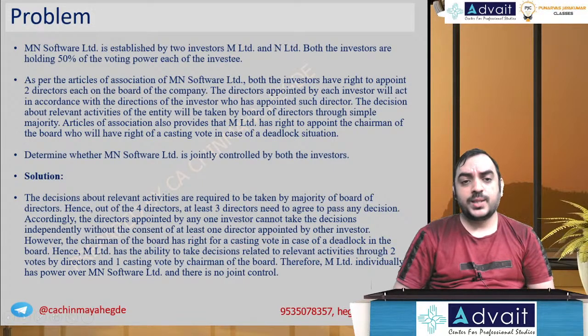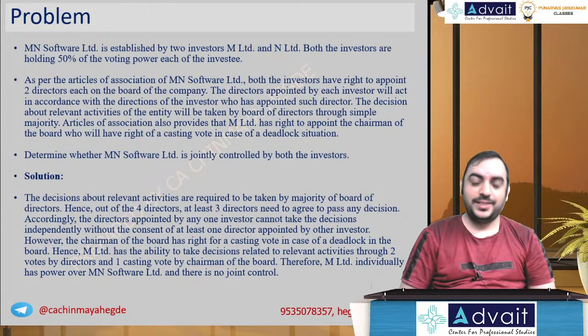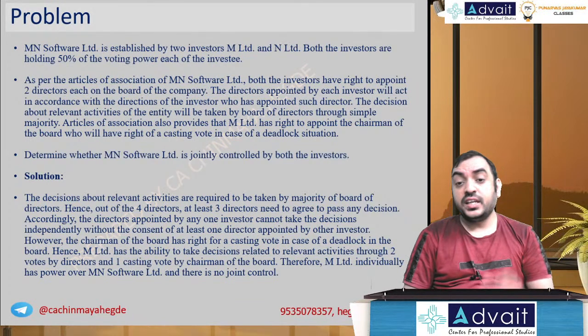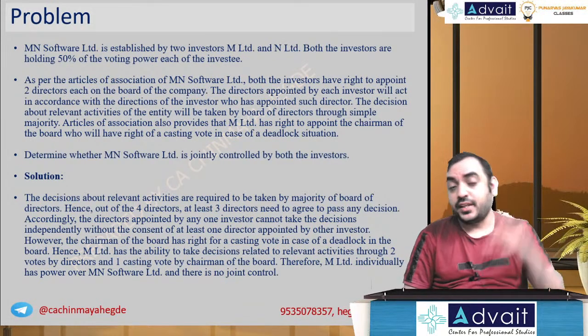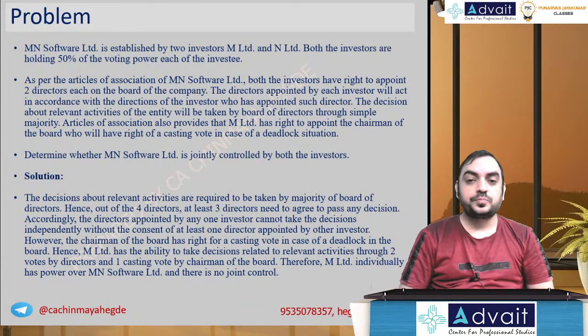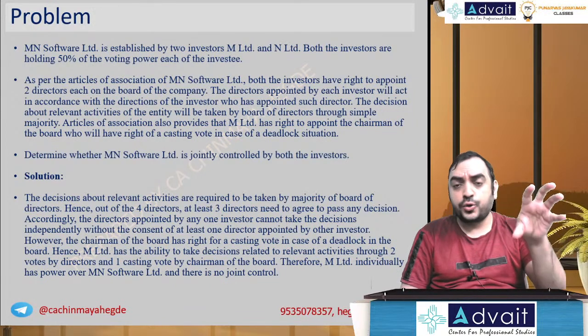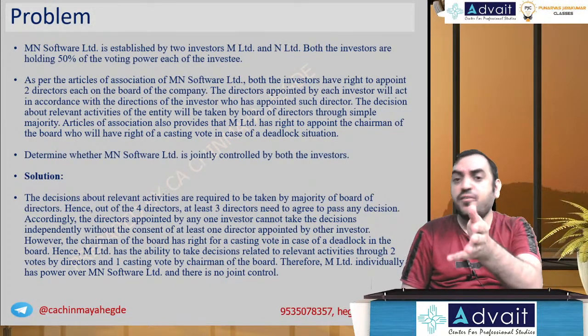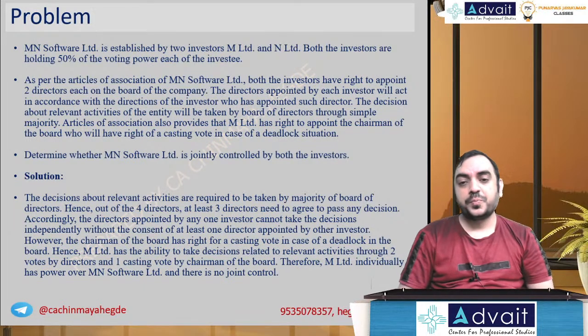Next, MN Software Limited is established by two investors, M Limited and M Limited. Both investors are holding 50% of the voting power of the investee. As per the Articles of Association of MN Software Limited, both investors have the right to appoint two directors each of the company. I have 50, I have 50. I appoint two, you appoint two. Simple. Directors appointed by each investor will act in accordance with the directions of the investor who has appointed such directors. So I have appointed two, they will listen to me. You have appointed two, and they will listen to you.